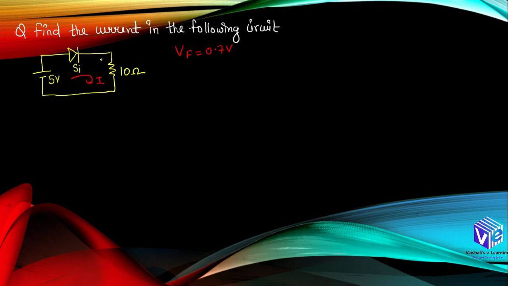So if I apply KVL in this circuit, what I will be having is 5 will be equal to VF plus IR. What is IR? So 5 will be equal to VF. VF is 0.7 plus I into R. What is R? R is 10 ohms. So I can represent it as 10I.